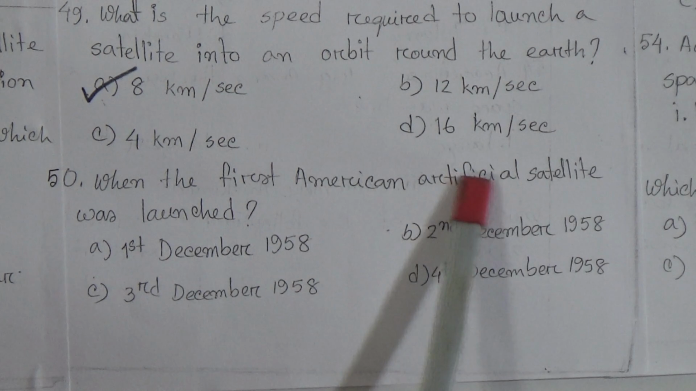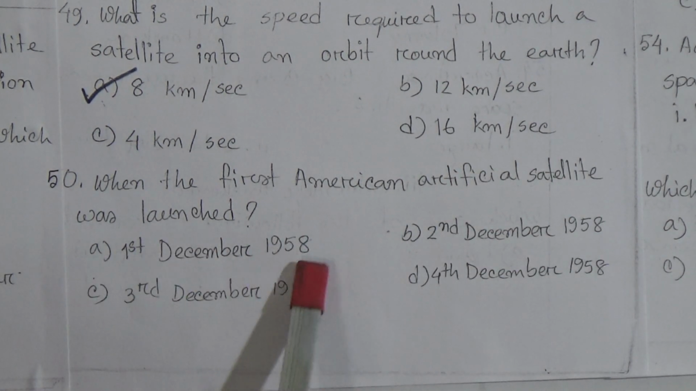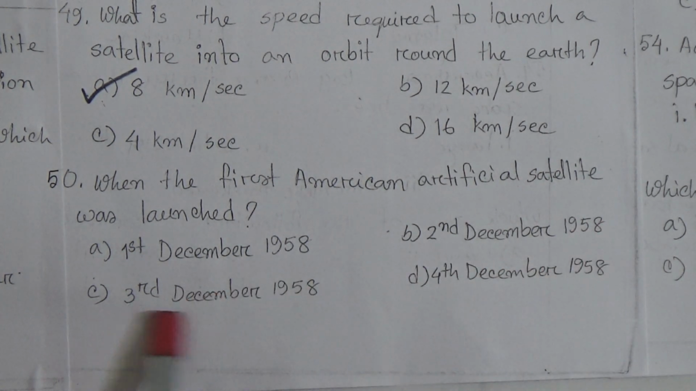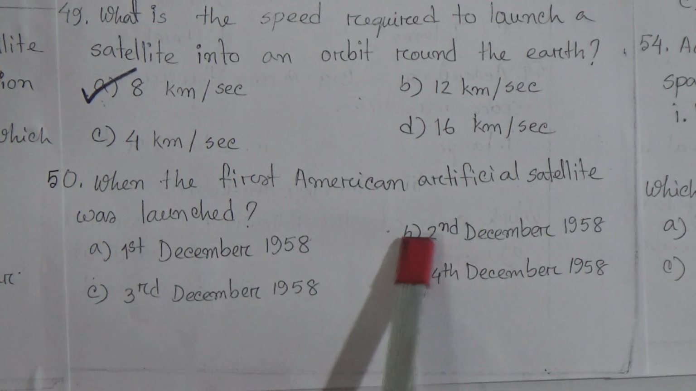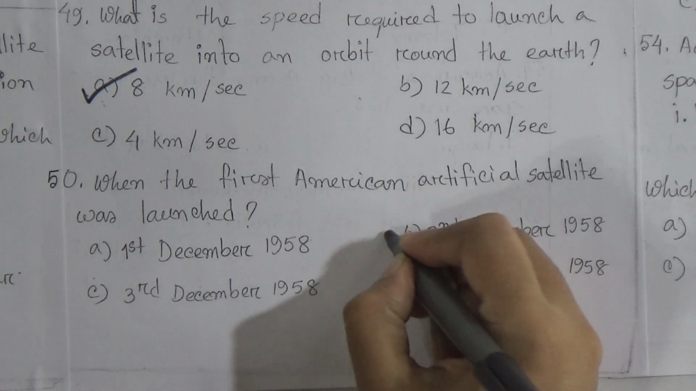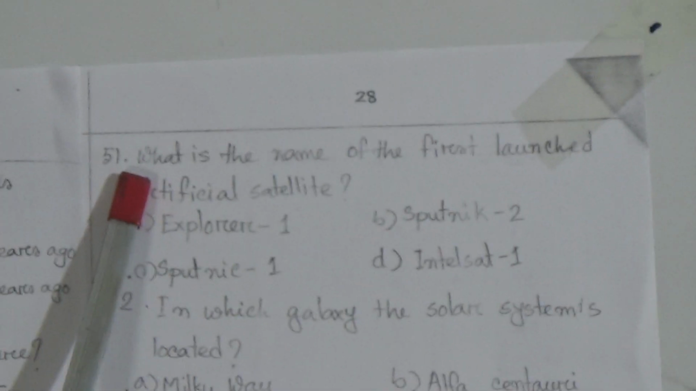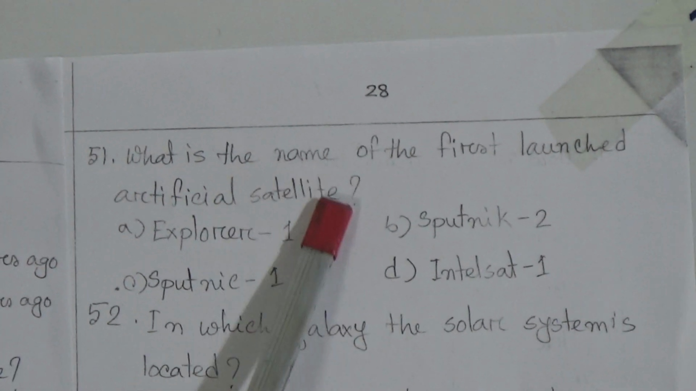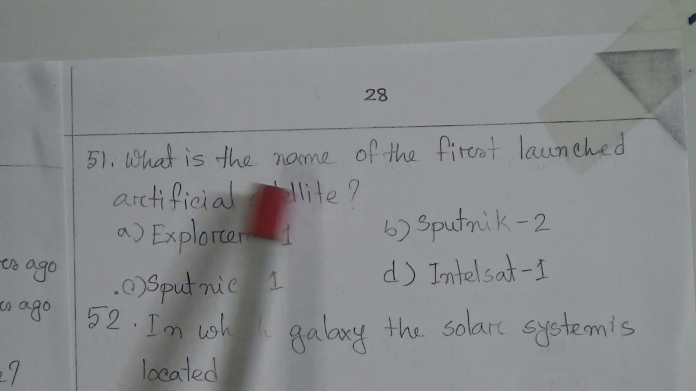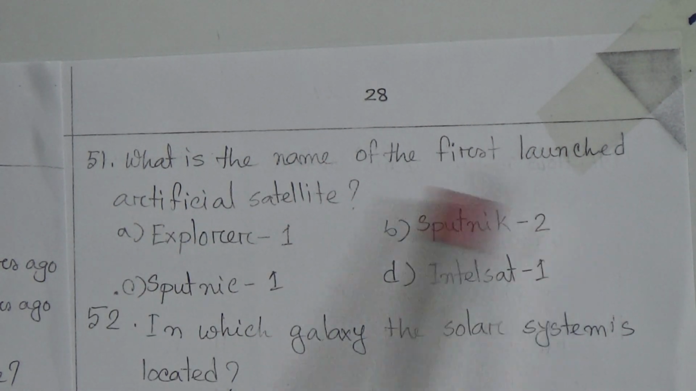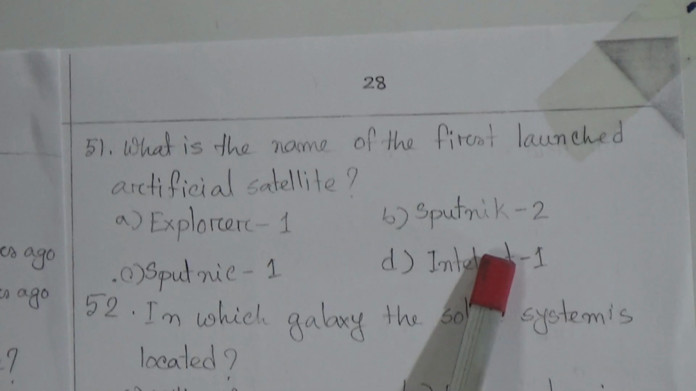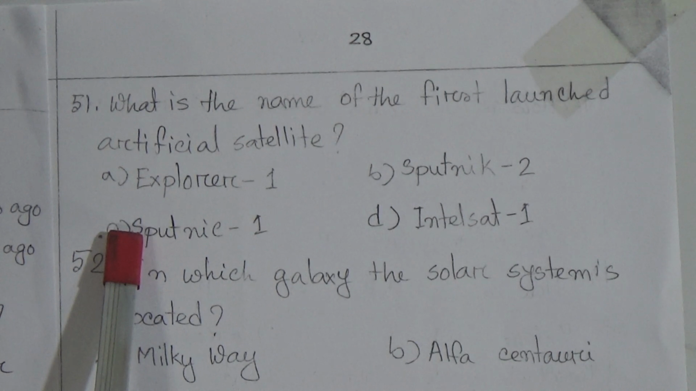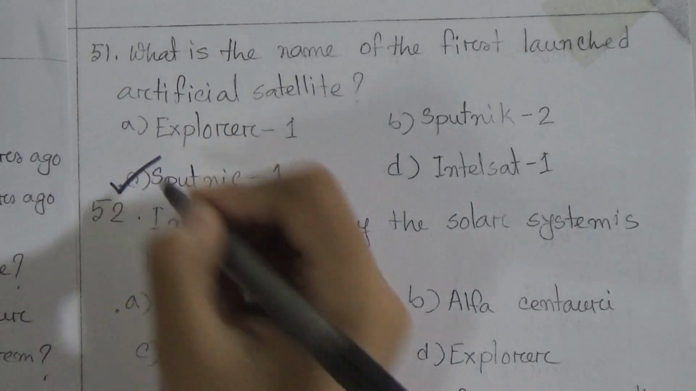When was the first American artificial satellite launched? Options are 1st December 1958, 2nd December 1958, 3rd December 1958, 4th December 1958. Dear students, the answer will be 2nd December 1958. Now come to the next question, question number 51. What is the name of the first launched artificial satellite? Options are Explorer 1, Sputnik 2, Sputnik 1, then Intelsat 1. Dear students, we all know that Sputnik 1 is the first launched artificial satellite. So the answer will be C, Sputnik 1.